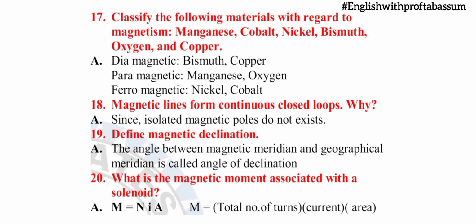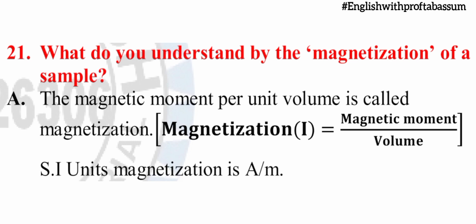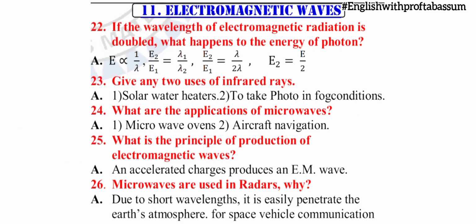Magnetic lines form continuous closed loops. Why? Define magnetic declination. What is the magnetic moment associated with a solenoid? What do you understand by the magnetization of a sample?